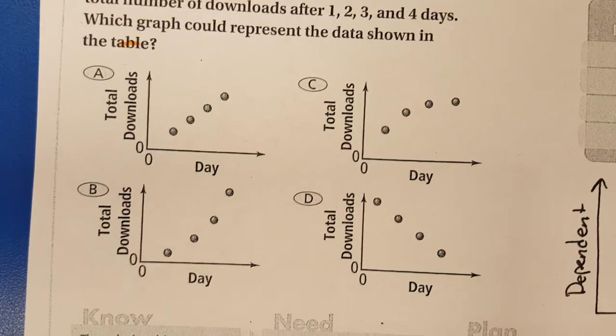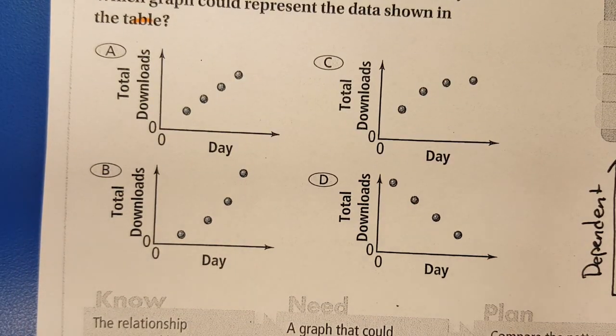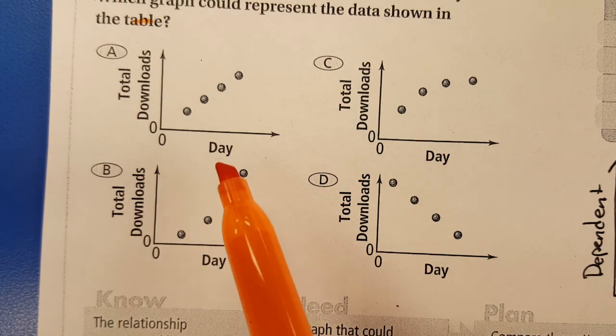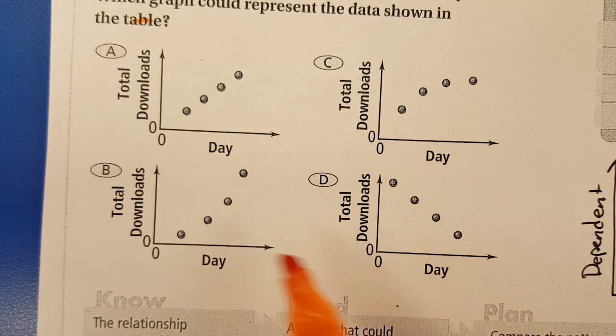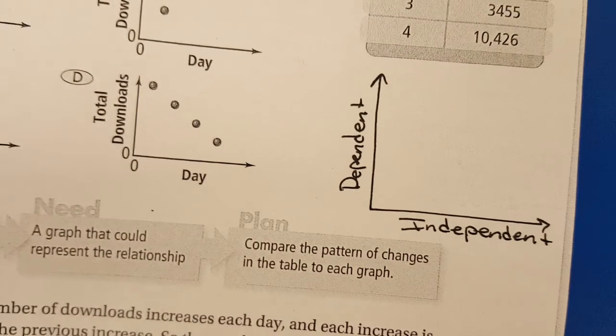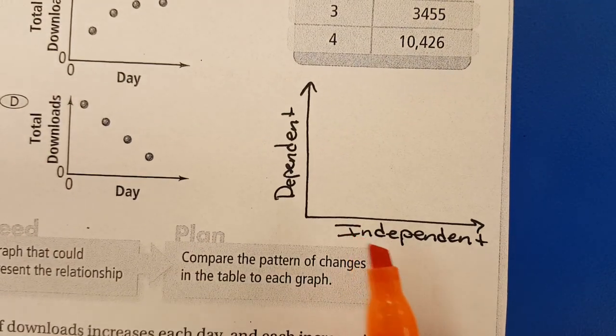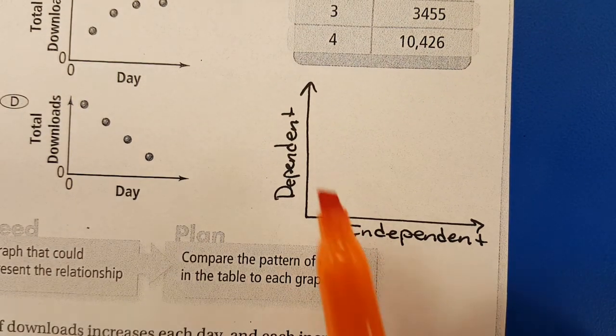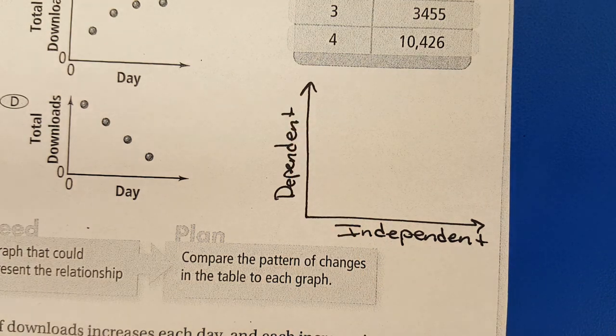So let's look at our options here. First of all, one of the big ways to weed out the wrong ones is to see if they have bad labeling. It looks like they all have the number of days on the bottom and the total downloads on the side, so there's no tricks in here. Now they could flip it on you and confuse you. The best thing to do, friends, is to set up your tables with the independent variable on the bottom and the dependent variable on the side.